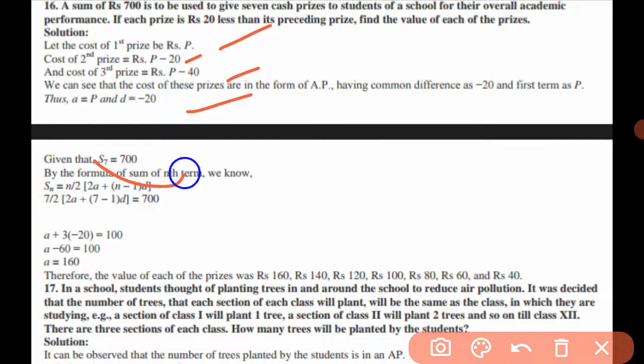So given that S7 will be equal to 700, now finding the value, Sn equals n upon 2 into 2a plus (n minus 1) into d. So here the value of a will be equal to 160.